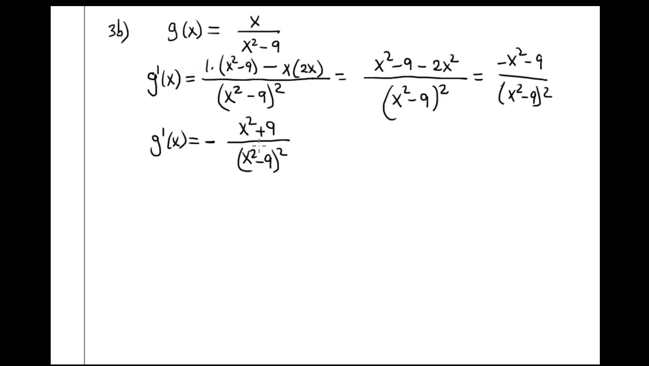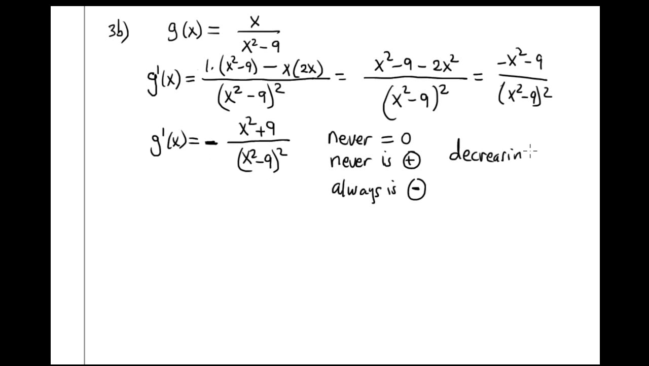Okay, and you can see that this is never 0. No, impossible. And it is never positive. It is always negative for any value of x, because this expression is positive, this expression is positive, and this sign is negative. That means that the function is decreasing. That's the first conclusion. The second conclusion: since it's not 0, we have no critical point, therefore we have no max or minimum.